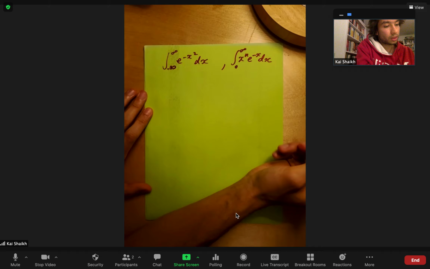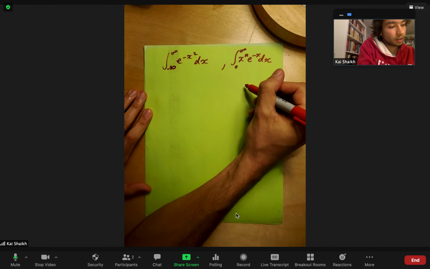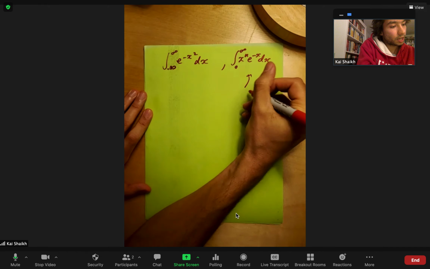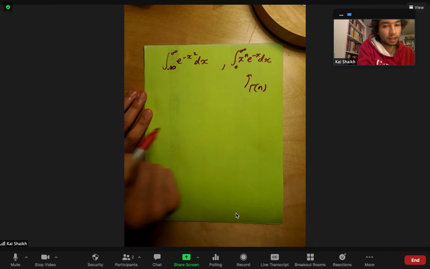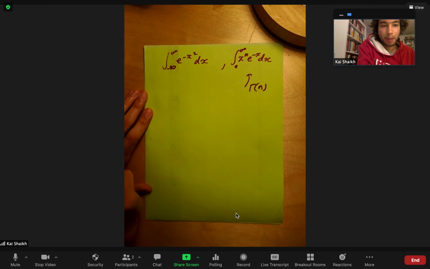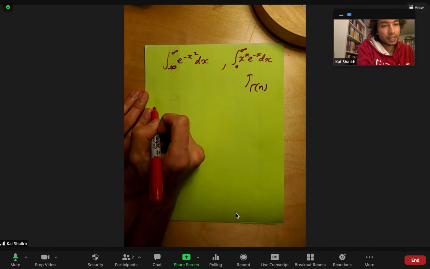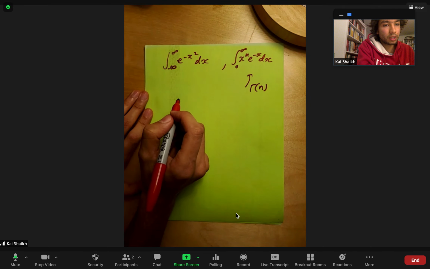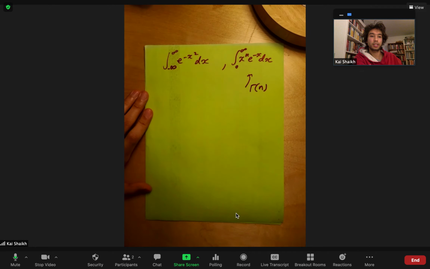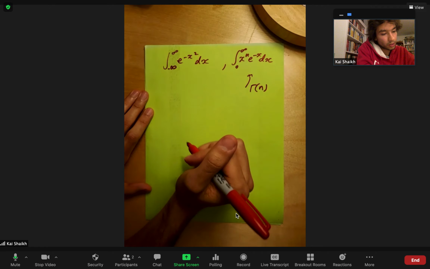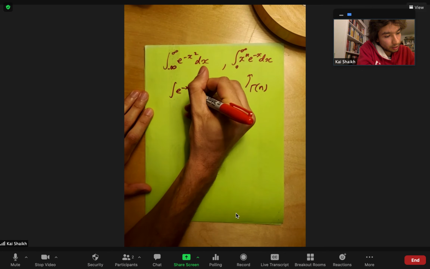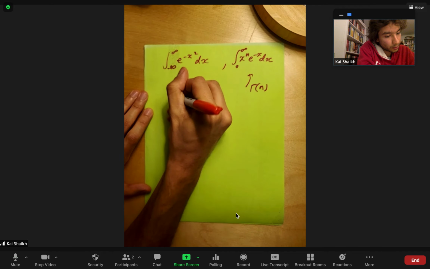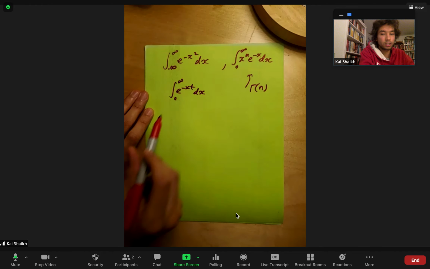So let's start out with this integral, which we'll call gamma of n, to illustrate this technique. Basically the idea is we want to introduce a parameter t, which allows us to compute this in a more clever way. In particular, we'll consider the integral of e to the minus xt, where t is just a parameter here.